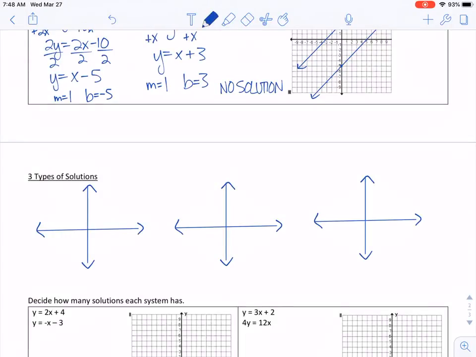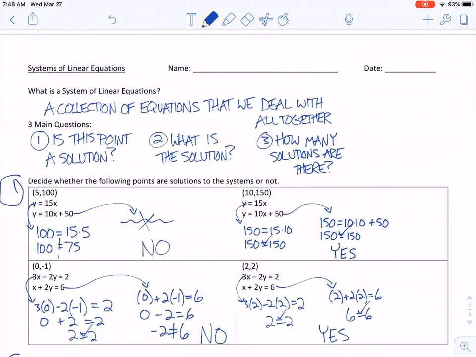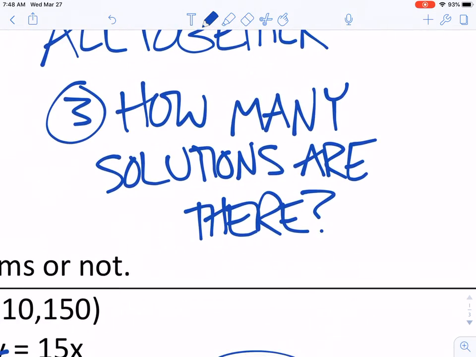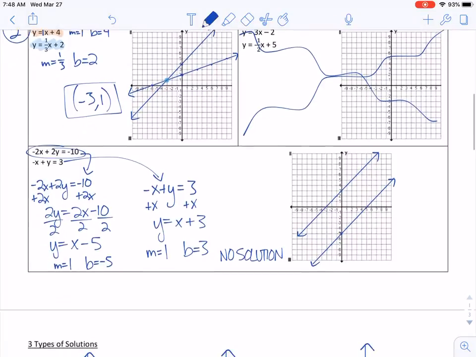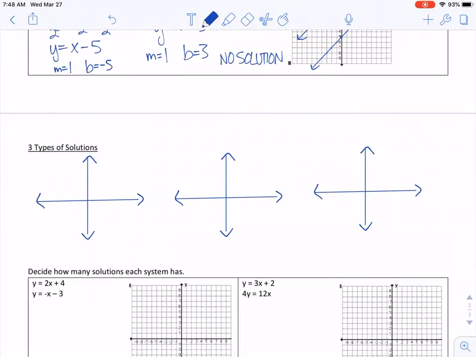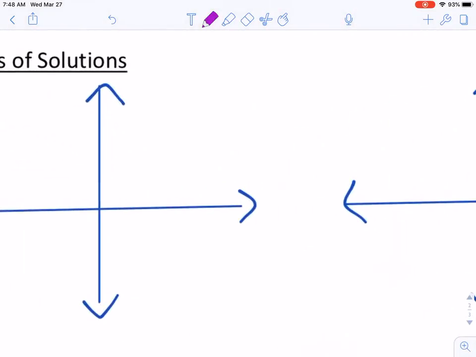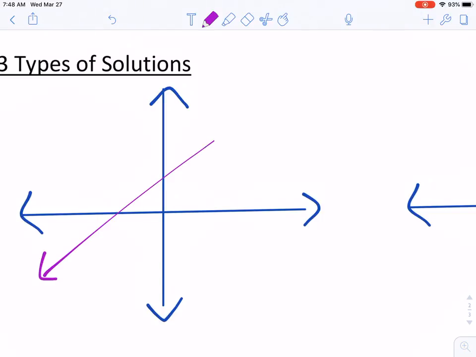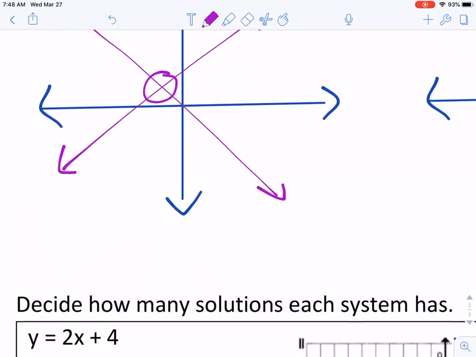Good morning. So today we're going to complete the back page of the notes, which refers to the third question, which is how many solutions are there in a system? So we have three options. The first is one that we're used to. We would go in, we'd graph one line, we would graph our second line, and then we'd find, oh, there's an intersection point. That's our one solution.